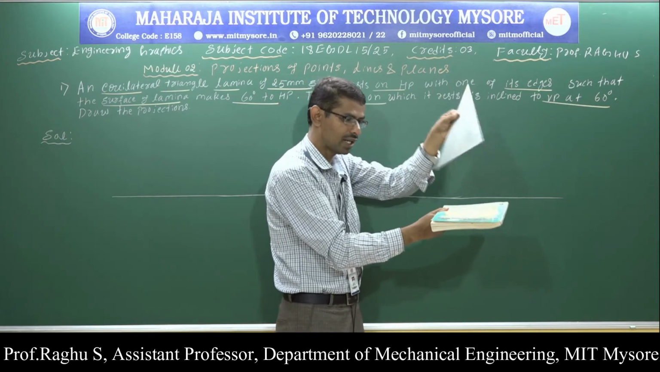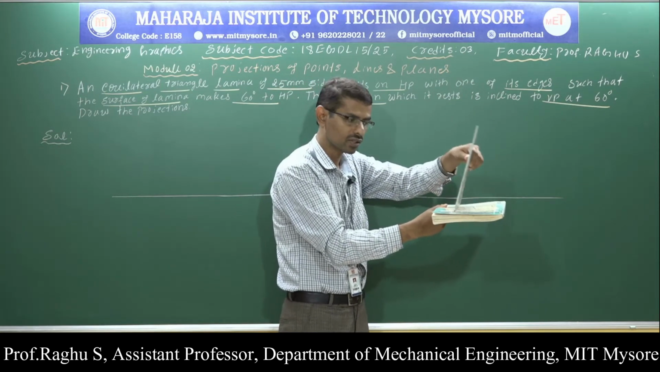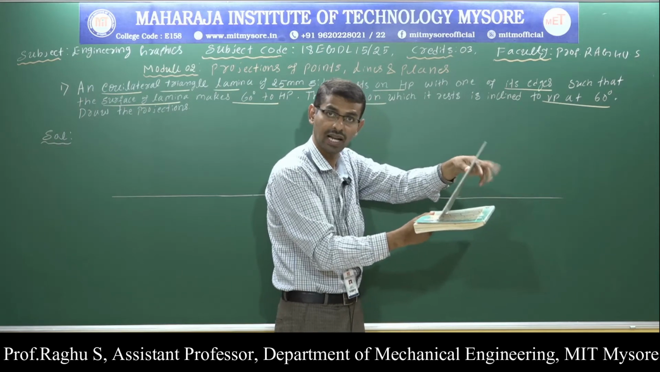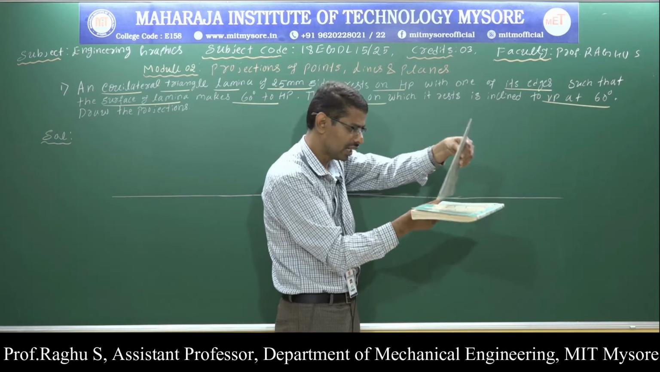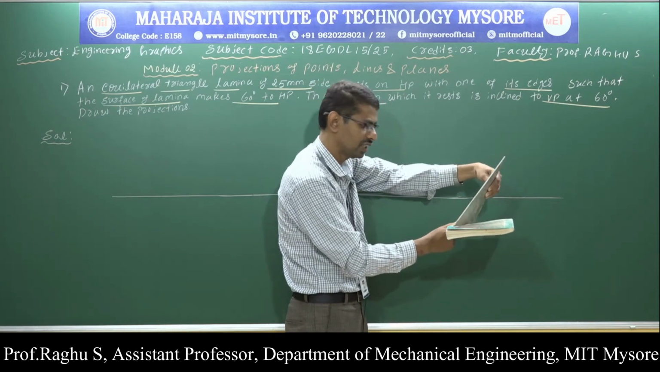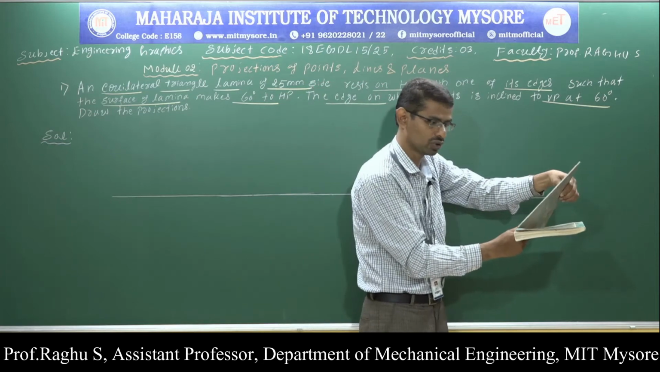So, first lamina resting on HP on side. Next, lamina inclined to HP at 60 degree. Lamina inclination, the entire surface inclination. Next, this is the resting side. This resting side inclined to VP at 60 degree. Now, this is the actual position of lamina.